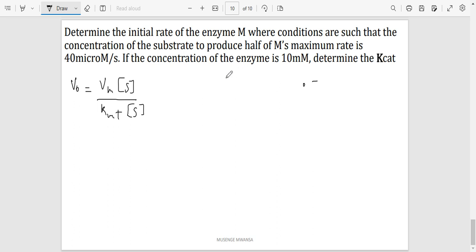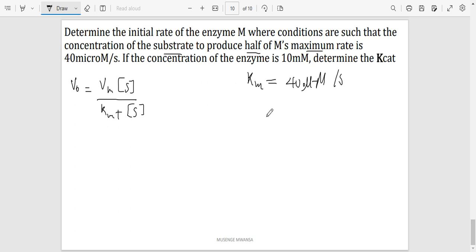So what do we have? The concentration of the substrate to produce half of maximum, what do we call that? That is called Km. Okay, so we've actually been given the Km in this case. The concentration of the substrate to produce half the maximum of M has been given as 40 micromolar per second. Okay. So basically what we've been told is we already know that Km is at half of Vmax.